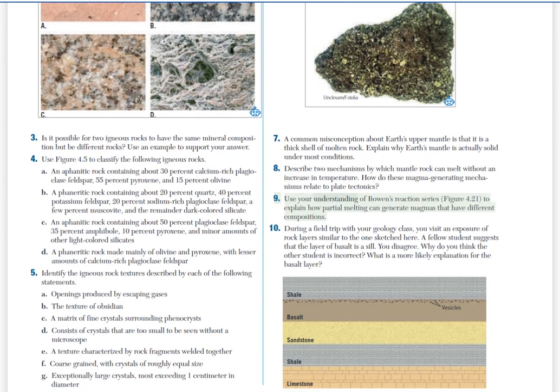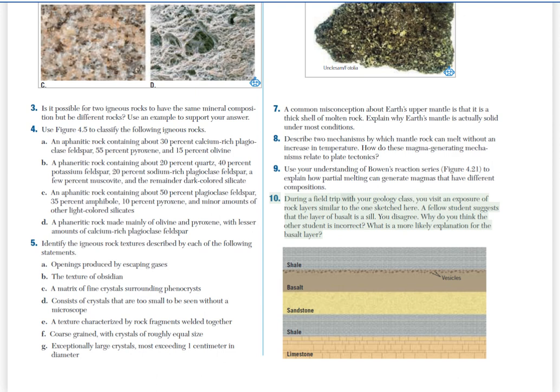9. Use your understanding of Bowen's reaction series to explain how partial melting can generate magmas that have different compositions. 10. During a field trip with your geology class, you visit an exposure of rock layers similar to the one sketched here. A fellow student suggests that the layer of basalt is a sill. You disagree. Why do you think the other student is incorrect? What is a more likely explanation for the basalt layer?